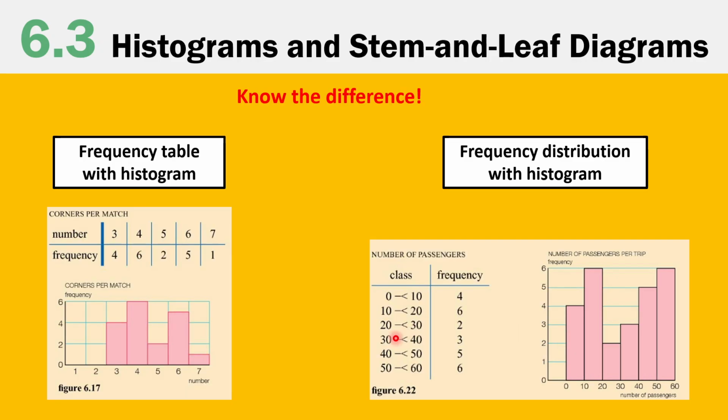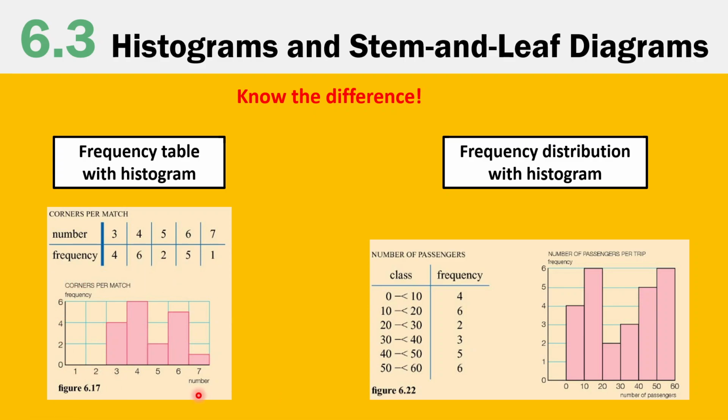You should know the difference now at the end of this paragraph between a frequency table with a histogram, and a frequency distribution with a histogram. Here, all numbers have a frequency, and now we can set them out in a histogram. You see, this is very accurate. The number 3 occurs 4 times. The number 4 occurs 6 times.